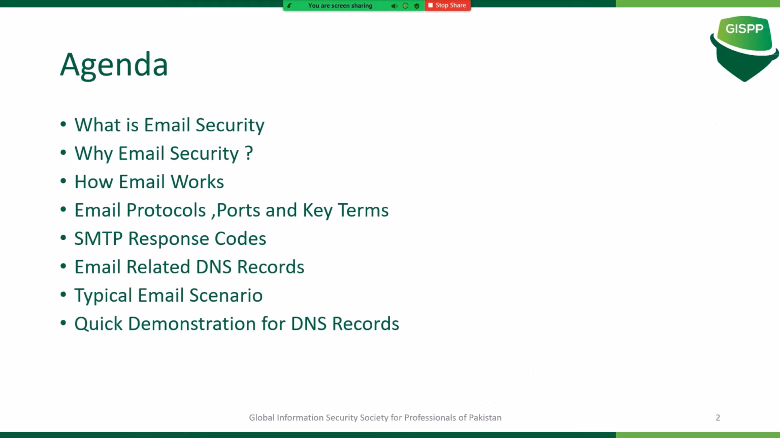The agenda is what is email security, why email security is required, and just a small slide on how email works. What are the email protocols? What are the email codes? And what are the key terms used in email security? What are SMTP response codes? Then we will also talk about email-related DNS records. Then I will show you a typical email scenario, so you can understand the TCP language, the SMTP language, and then we'll have a small demonstration to check for DNS records of any company or any organization.